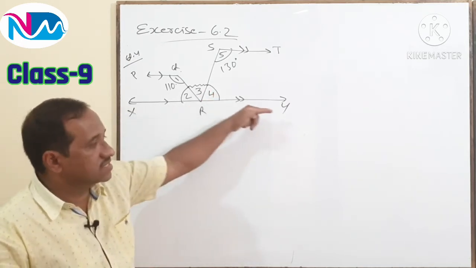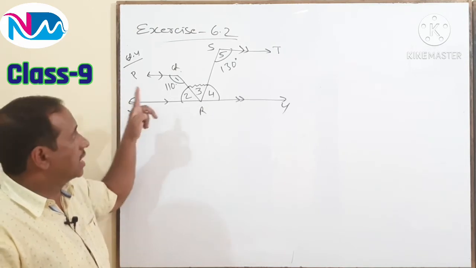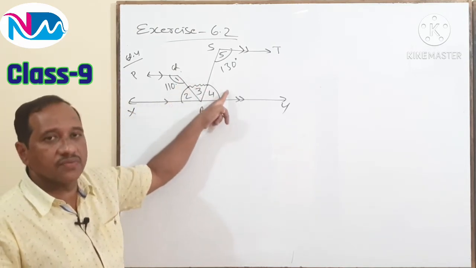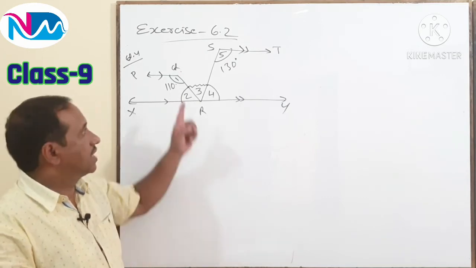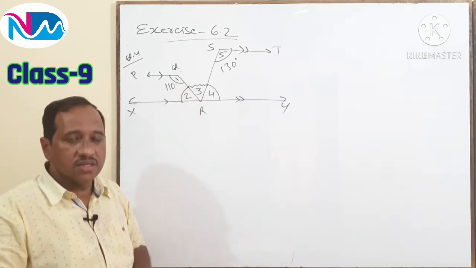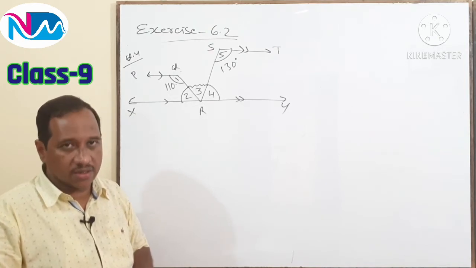Now since XY is a straight line, angle 2 plus angle 3 plus angle 4 will be 180 by the linear pair axiom. So we can find the value of angle 3, which is angle QSR.